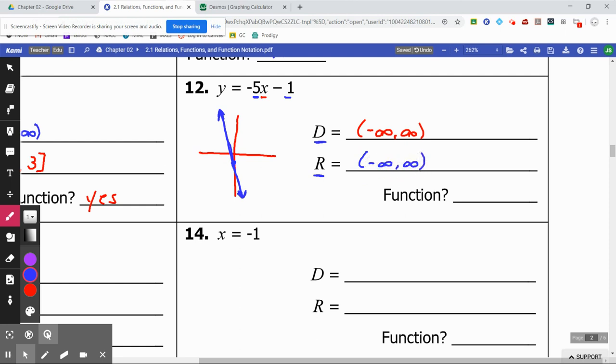Is it a function? Could you draw vertical lines and hit more than one point? And you cannot. So therefore, yes, this is going to be a function. Again, the only line that is not a function is a vertical line.